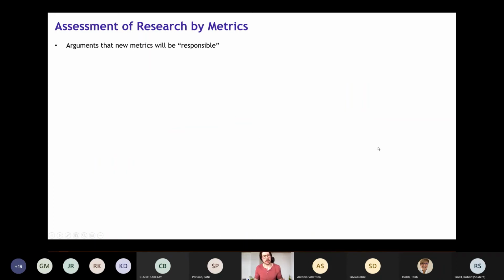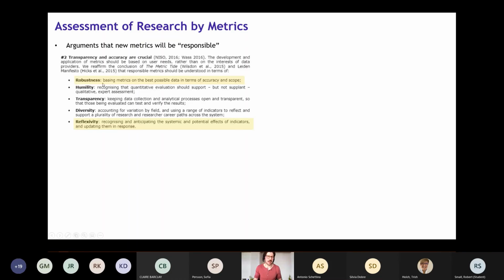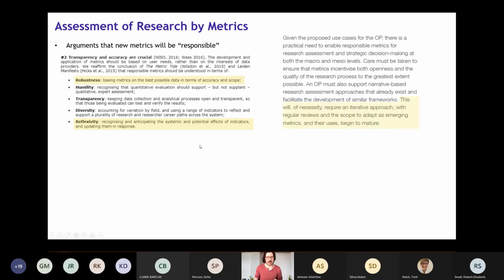And the people proposing these new metrics have acknowledged this and said, well, don't worry, guys, these new metrics will be responsible metrics. They're going to be based on the best possible data. So these ones are going to be accurate at assessing what's good about research. And they won't replace qualitative evaluation. They're just there to help. And if it seems they're not working properly, then don't worry, we'll regularly review them to make sure that they are working properly, and we'll fine tune them until they do work.